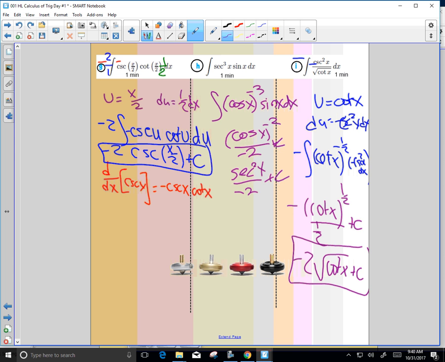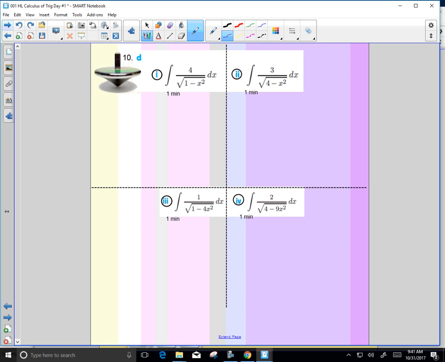That is doing some tricky antiderivatives. All right, on this slide, all I want you to do is to tell your neighbor what is u and what is a, and which do we use, arc sine or arc tangent.